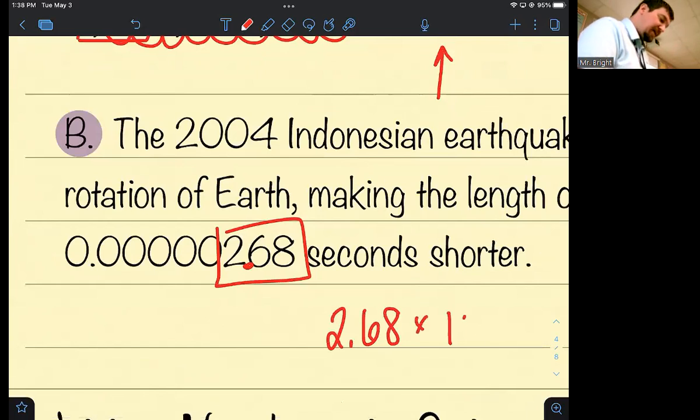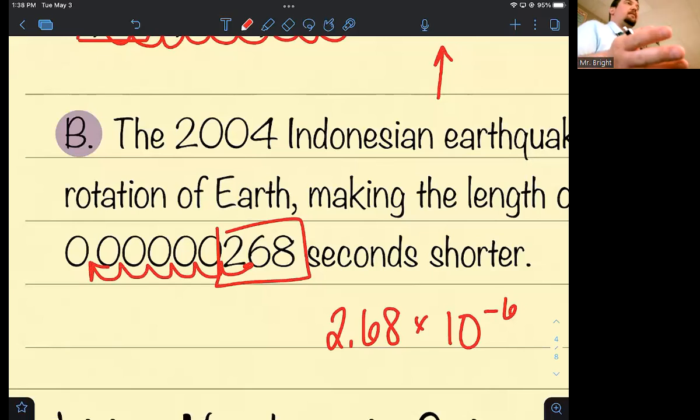Times 10. And then count how many times you would move the decimal point back to its original location. 1, 2, 3, 4, 5, 6. What direction did I move it? To the left. So it's to the -6. It's easy. Really, the only thing you could possibly do to make a mistake is miscount or forget that if you move it left, it's negative.